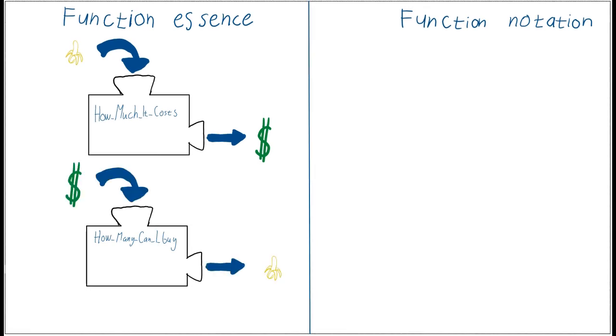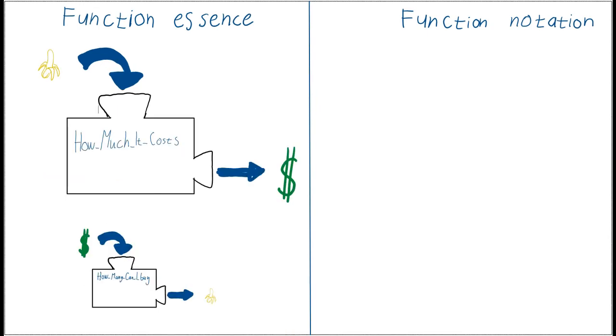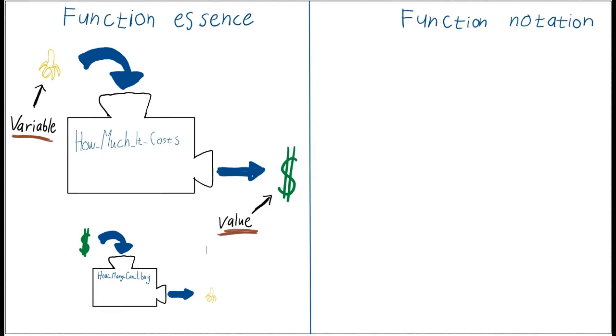But if we just ask how much it costs, there is no right answer to that. The price depends on something. It depends on the number of bananas we want to buy. This number we are putting to the box that specifies the output has a fancy name, a variable. A variable is the number that can vary, and the output of the function depends on it. For the function how much it costs, the variable is the number of bananas you want to buy. For the function how many can I buy, the variable is the amount of money you have.